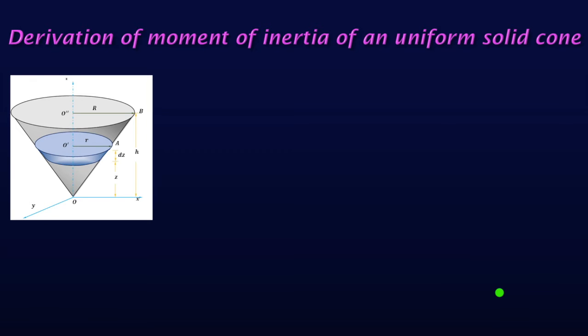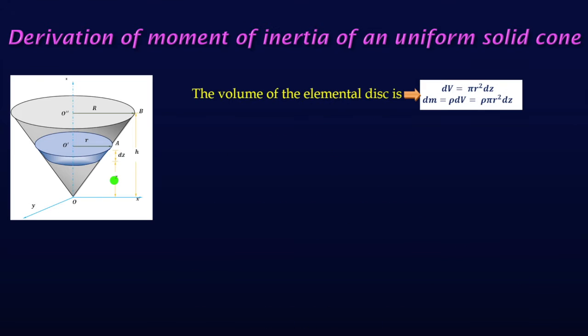The next one is the cone. You have to find out the moment of inertia of this cone. Now again here also consider an elementary disk, at a distance of z, and the thickness of the disk is dz. Now as it is the disk and about this axis, find out the volume.